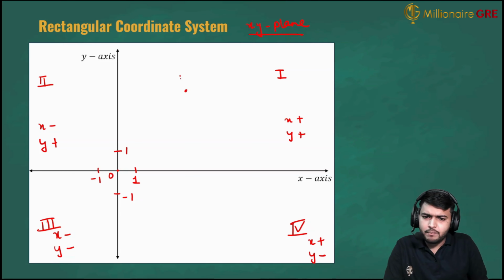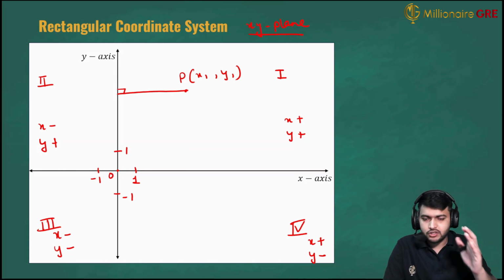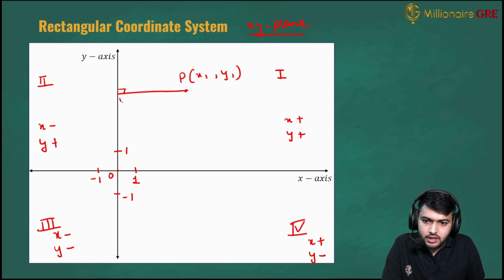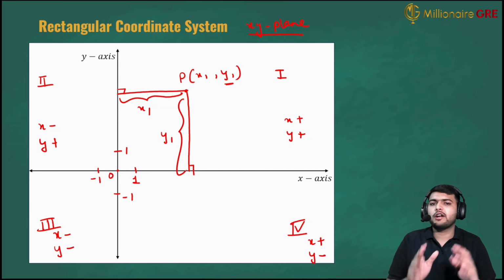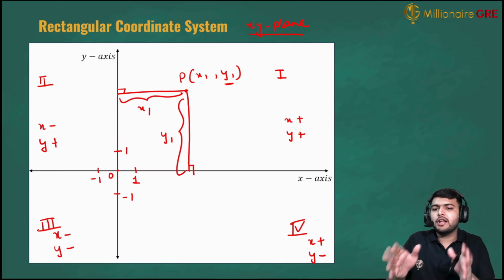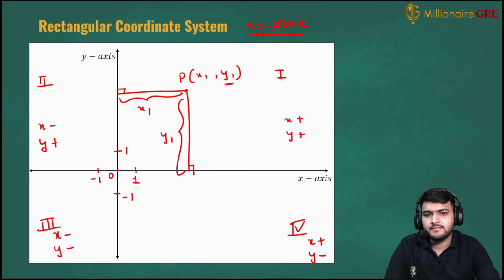Now if we take a point here P, whose coordinates are x1, y1, here x1 is the x coordinate. And what does x coordinate mean? X coordinate is the perpendicular distance from y axis. It means this distance is x1. Similarly, y1 or y coordinate is the perpendicular distance from x-axis. So this distance is y1. If there is some point P whose coordinates are x1, y1, x coordinate is the perpendicular distance from y-axis, y coordinate is the perpendicular distance from x-axis.